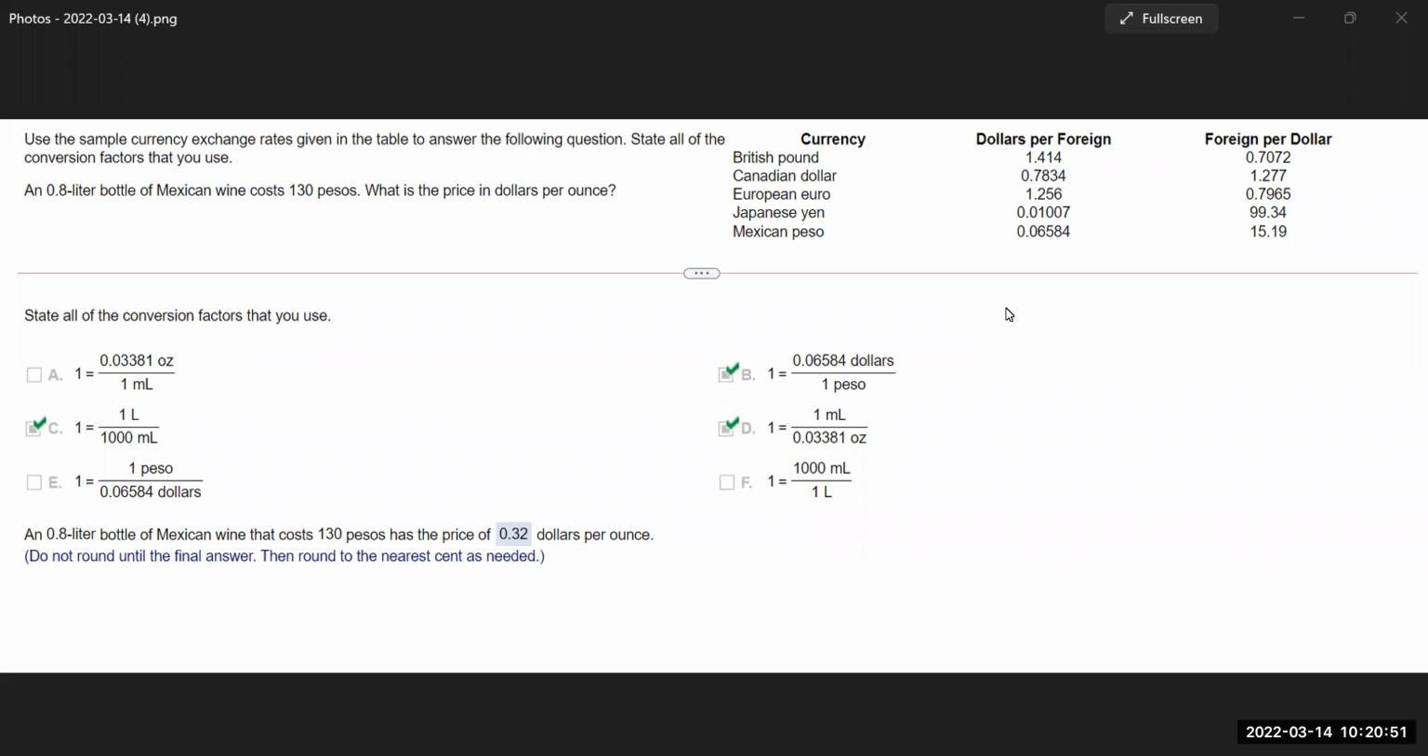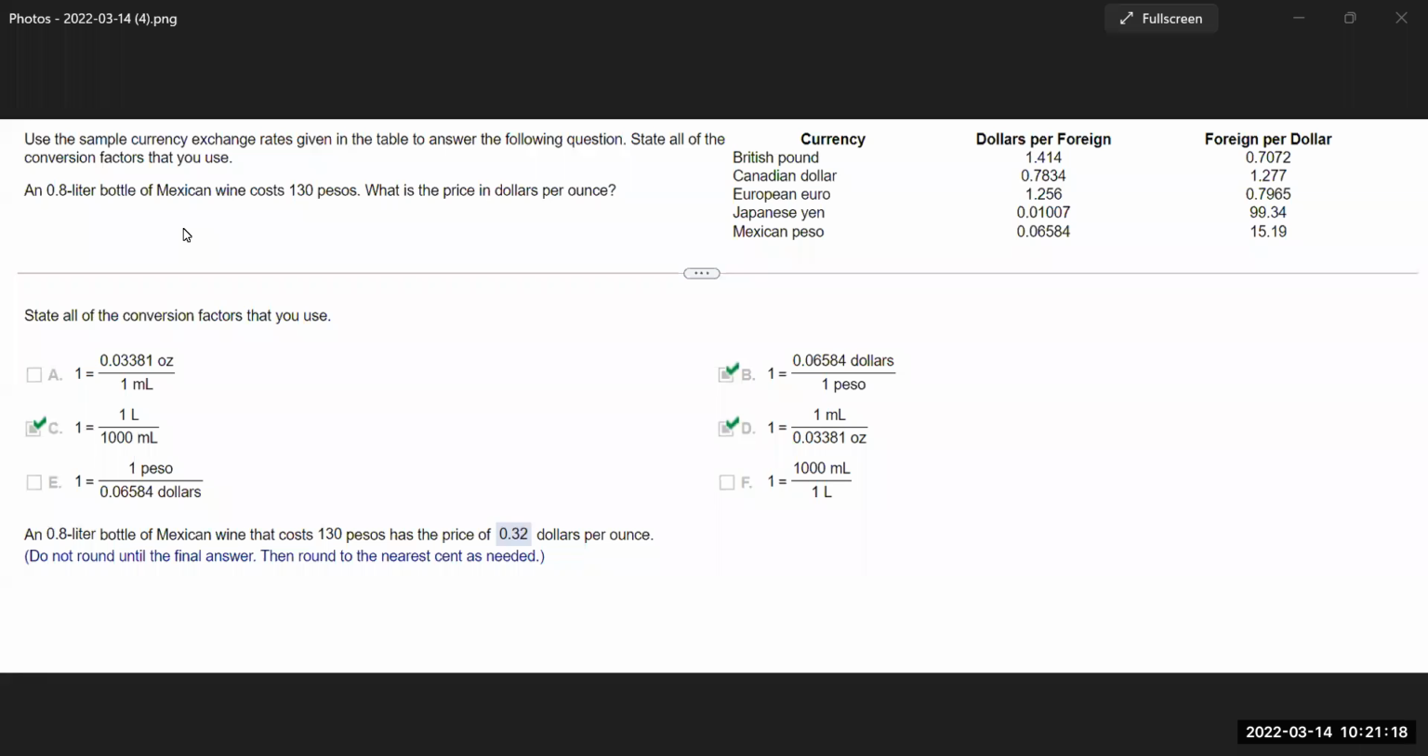Use the sample currency exchange rates given in the table to answer the following questions. State all the conversion factors that you use. Now, it says that a 0.8 liter bottle of Mexican wine costs 180 pesos. What is the price in dollars per ounce?